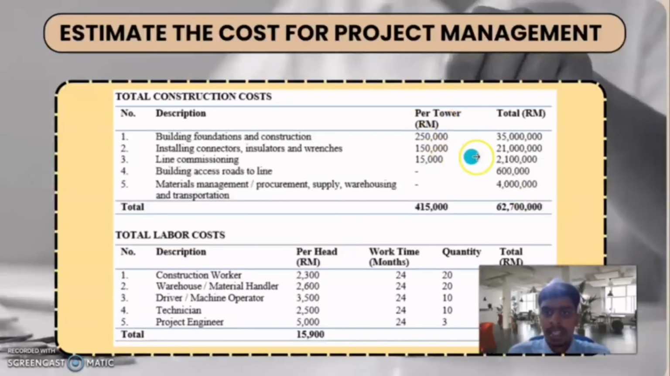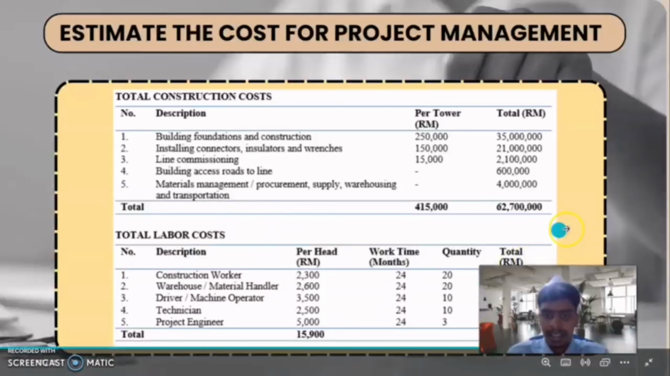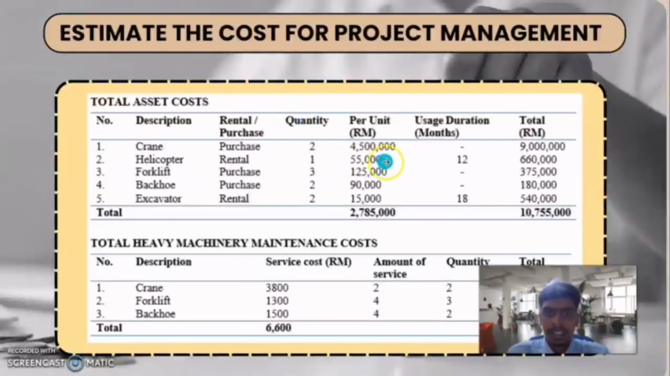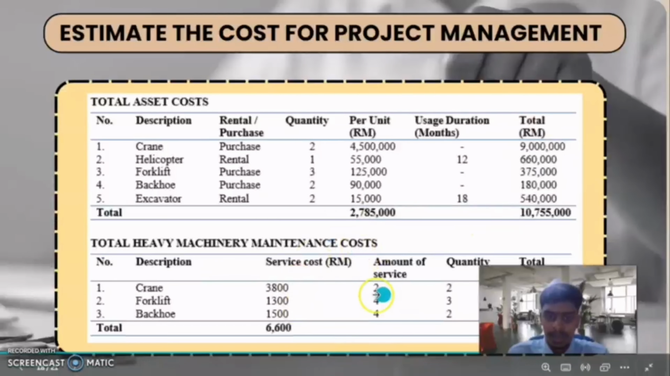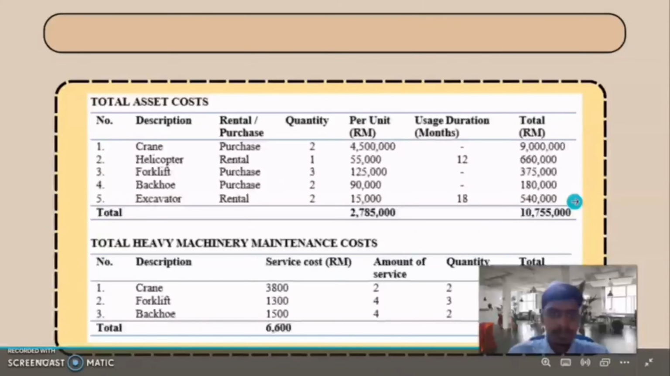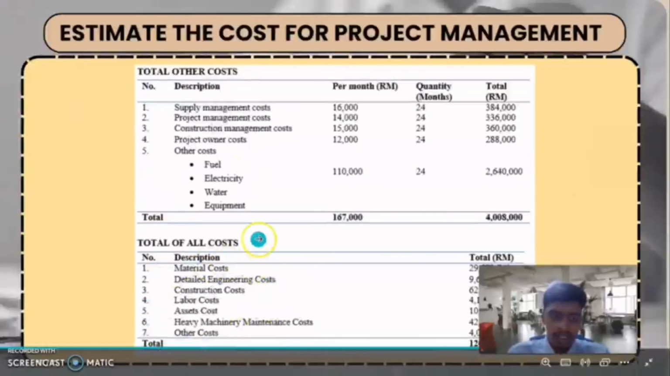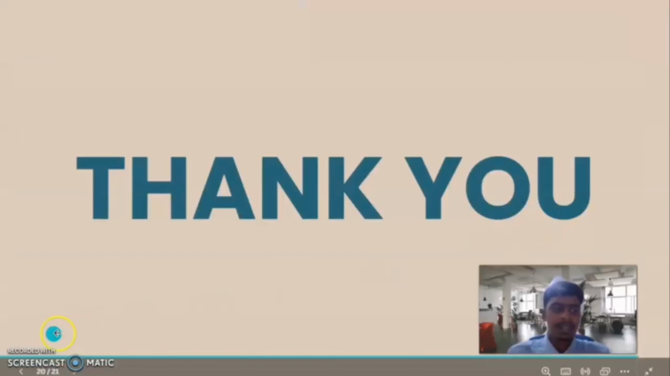Then per unit quantities, for this one will be the tower and the total per head. For the labor cost, it will be per head, work time, quantity and total. Here, the rental or purchase, quantities, durations in months and total, and the maintenance cost for the crane and forklift. So these are the total costs, and these are the overall costs for each of the projects: the material cost, detail engineering cost, construction cost, labor cost, asset cost, machinery cost, and others. So that's all from me. Thank you.